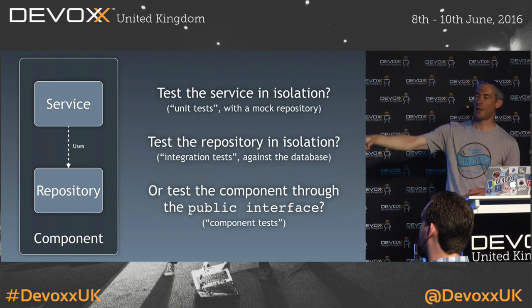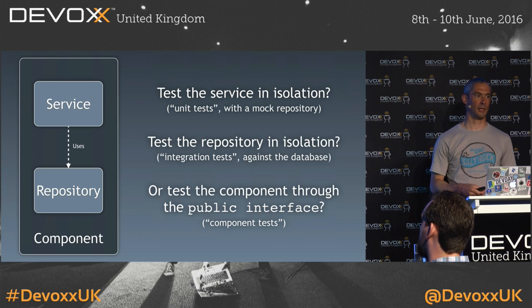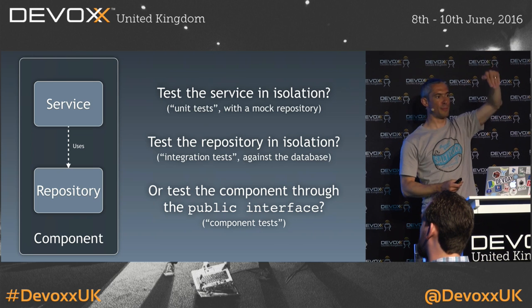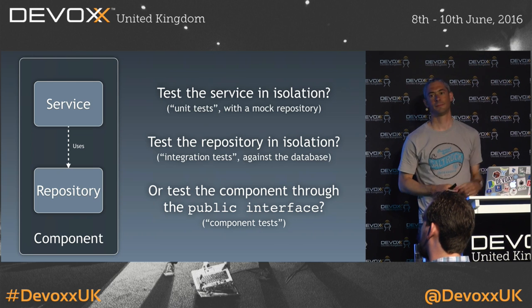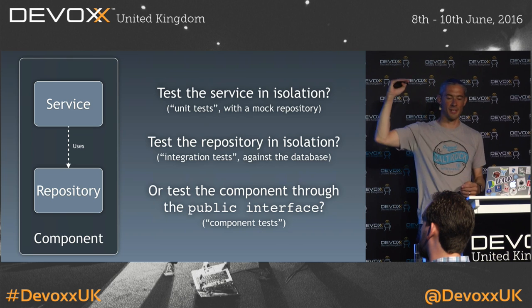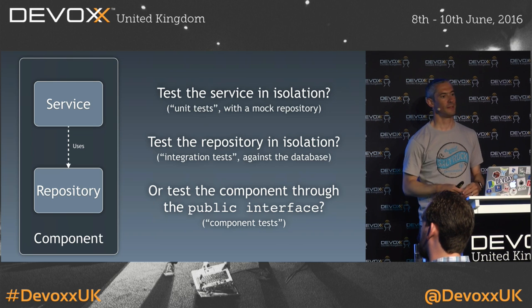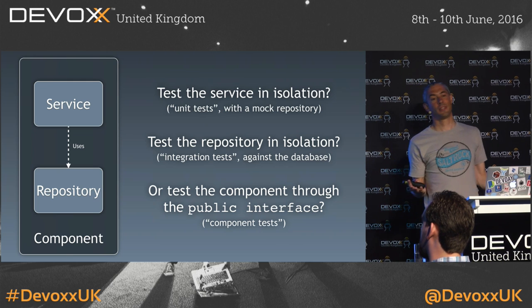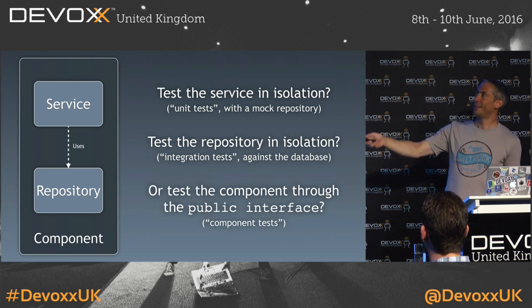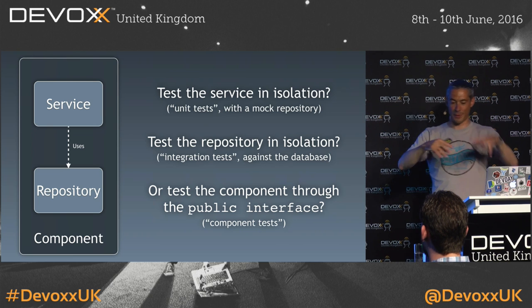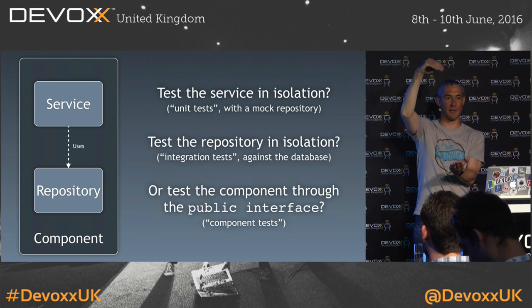Why don't we just test the whole thing as a black box? Why don't we just do high-level component tests through the whole thing? Spin up a database, go through the public API, and test a bunch of stuff that way. It's an option you have. If you're doing a microservices architecture, that's probably what you'll do. You'll write a bunch of microservices, and then you'll have a service-based test.